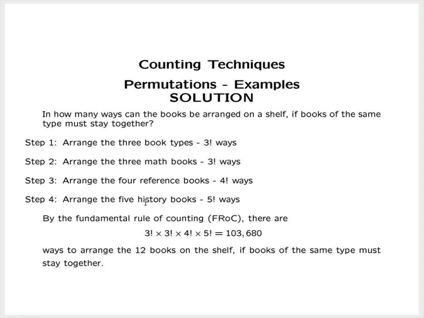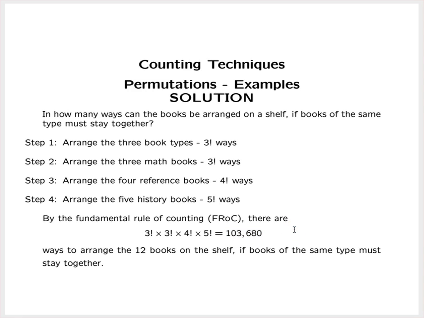And so by the fundamental rule of counting, the FRC, the number of ways of arranging the books subject to this constraint, where books of the same type must stay together, is the product of these numbers. 3 factorial times 3 factorial times 4 factorial times 5 factorial, which gives us 103,680. So that is the total number of ways of arranging the 12 books on the shelf, given that books of the same type must stay together.